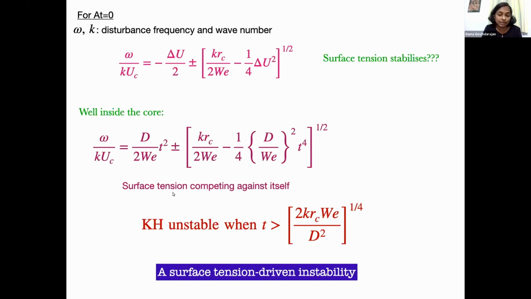So this flow becomes Kelvin-Helmholtz unstable inside the core. Namely, it's going to mess up the vortex core at times greater than this quantity. Remember, D is just a constant. So this is a purely surface tension driven instability.